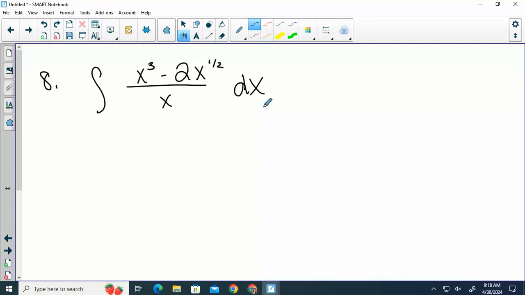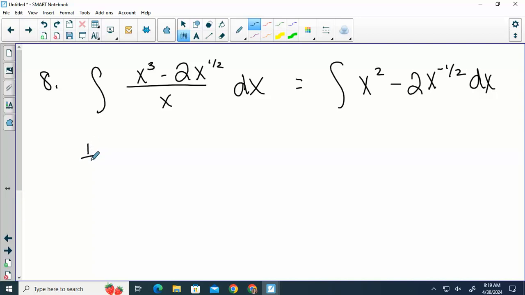Yeah, we only have one term on the bottom, so we could go ahead and just divide it. So if you did that, x cubed over x is just x squared. Minus 2, when you divide, you're subtracting exponents. 1/2 minus 1 would be negative 1/2. And then do we need substitution? No. So we have that tool, but we don't have to use it all the time.